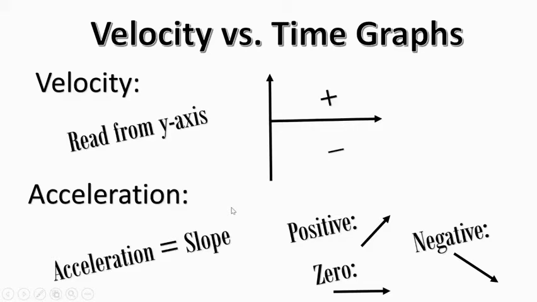With velocity time graphs, the acceleration is equal to the slope, which means if the line is sloping upwards, you have positive acceleration. If it's sloping downwards, you have negative acceleration. And if it's not sloping at all, you have no acceleration. It doesn't mean you have no velocity, but you'd have no acceleration. It's not speeding up or slowing down.